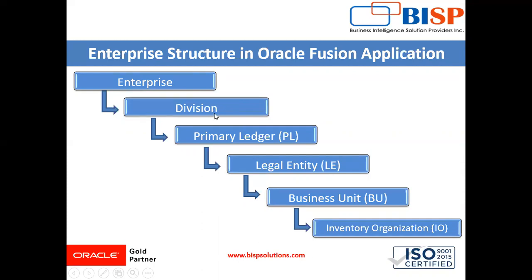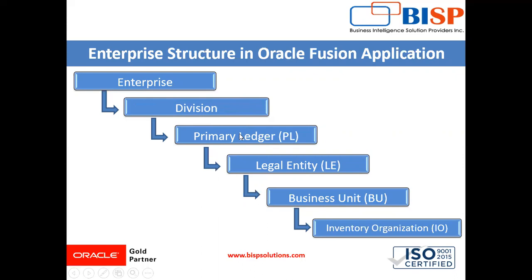Under the enterprise, we can define the division. For example, Tata Group has two divisions. One is Tata Steel and another is Tata Motors. So you can define the division as per your requirement. But the division step is optional in the enterprise structure.